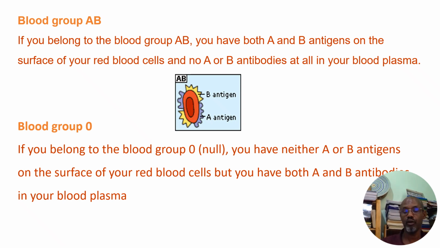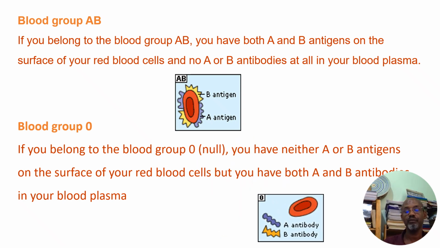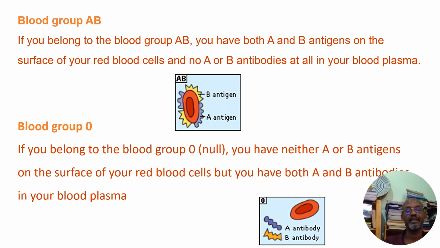O type is opposite to AB. It has no antigens but has both antibodies, anti-A and anti-B. Therefore, it can't accept blood except from its own type.